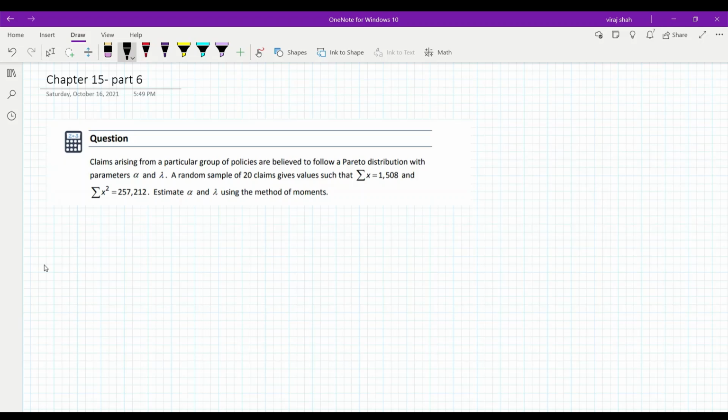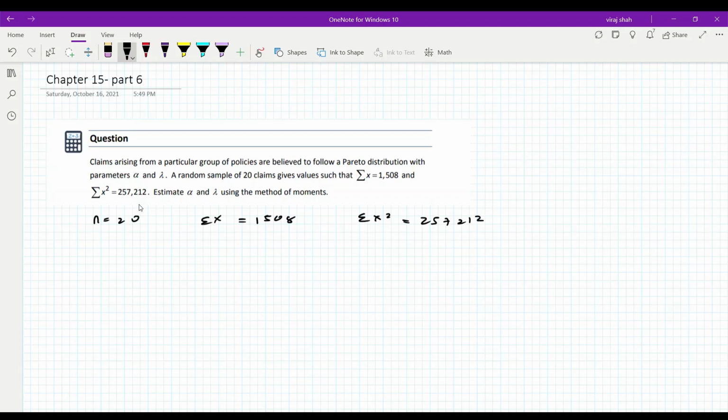The first sum. Claims arising from a particular group of policy are believed to follow a Pareto distribution with parameters alpha and lambda. A random sample of 20 claims gives values: so n is equal to 20, summation x is equal to 1508 and summation x square is equal to 257212.